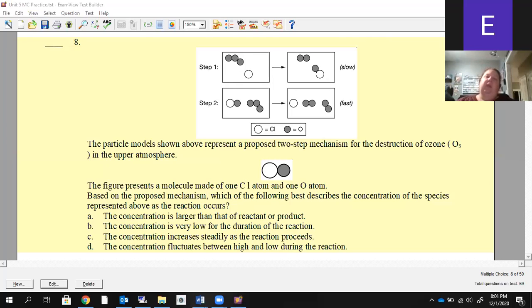So it could fluctuate if they were both fast or they were both slow, because we wouldn't know exactly how to compare the two of them. But because it's being formed in a slow step and then getting used up in the fast step, as soon as it's made, that fast step is going to go out and snatch it and use it up. Okay, thank you. Yup.